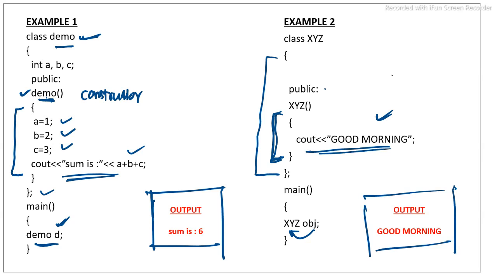So this is the basic thing regarding a constructor, and here you have noticed one thing, that as soon as we declare the object inside our main function, at that time the constructor is called automatically. And about different types of constructors and their features, we will learn in the subsequent video lectures.